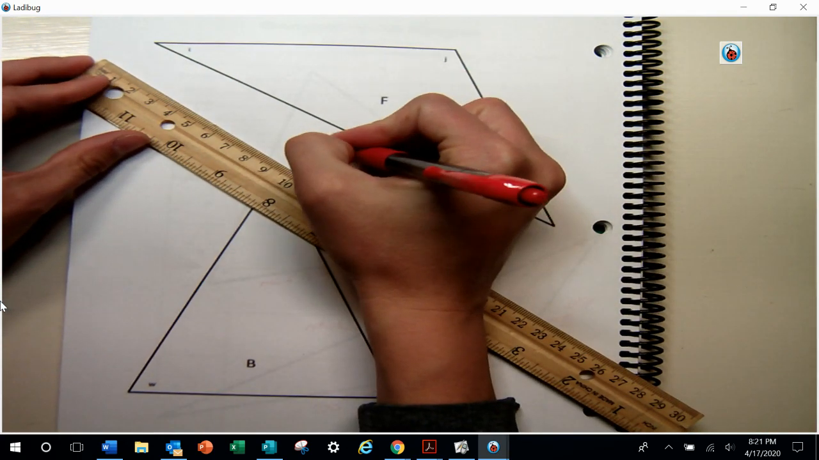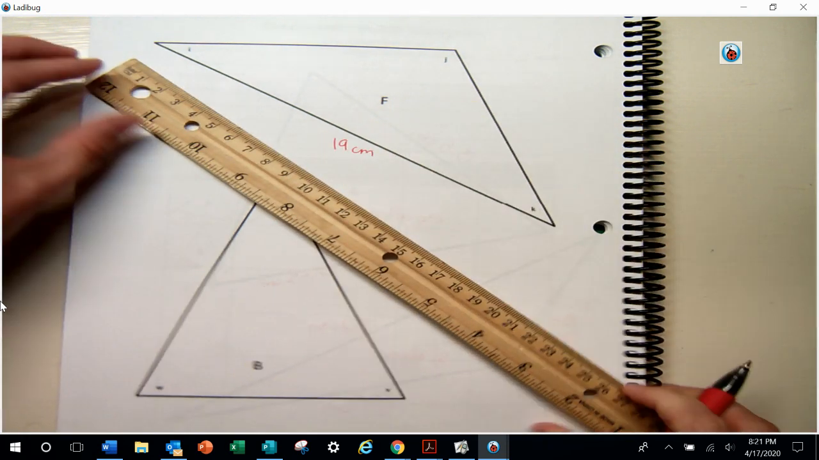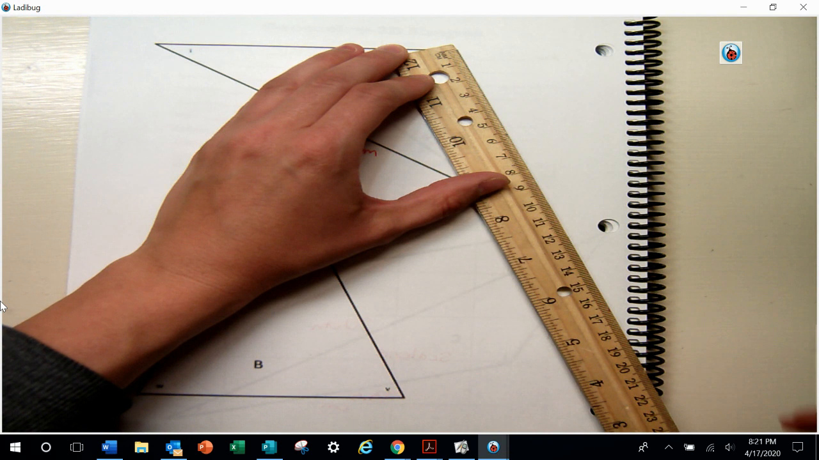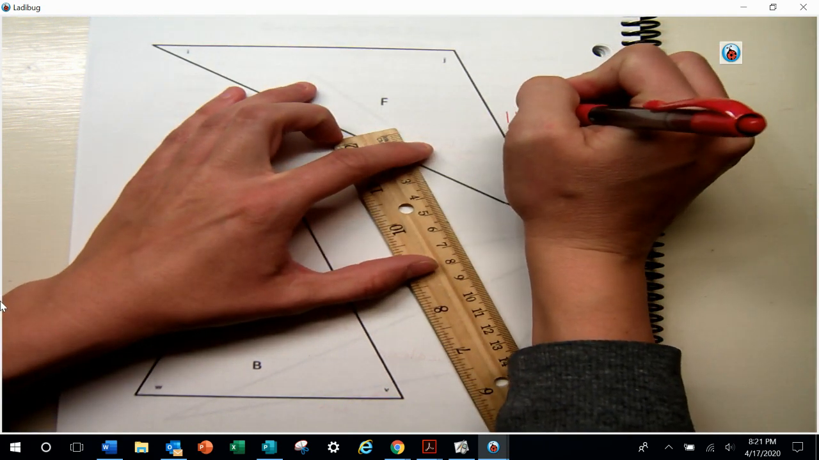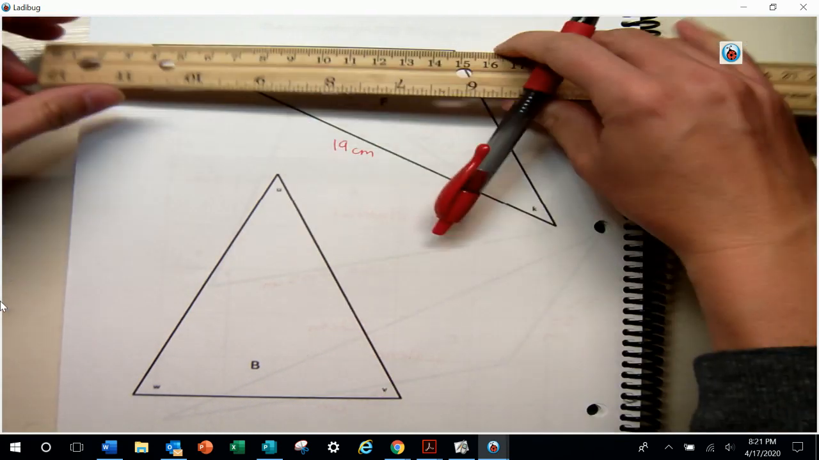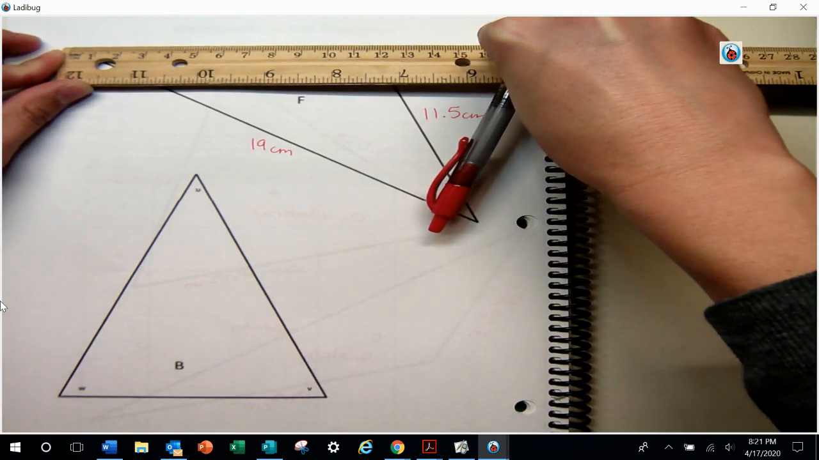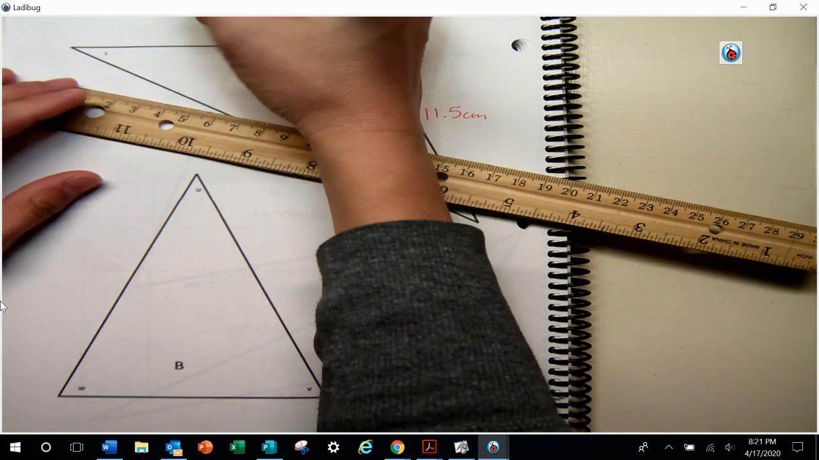This one's about 19 centimeters. This one is about 11.5 centimeters. And this little guy looks about 11.5 centimeters.